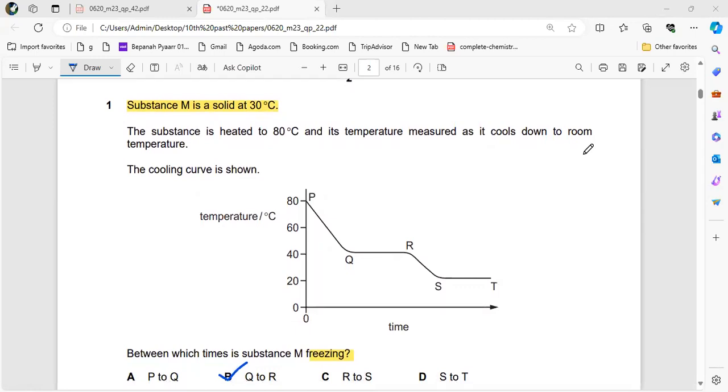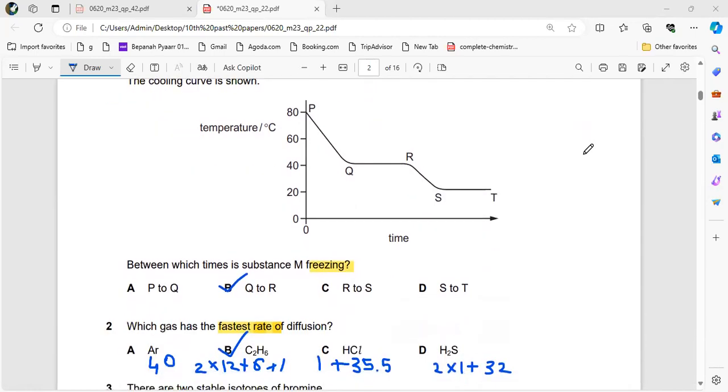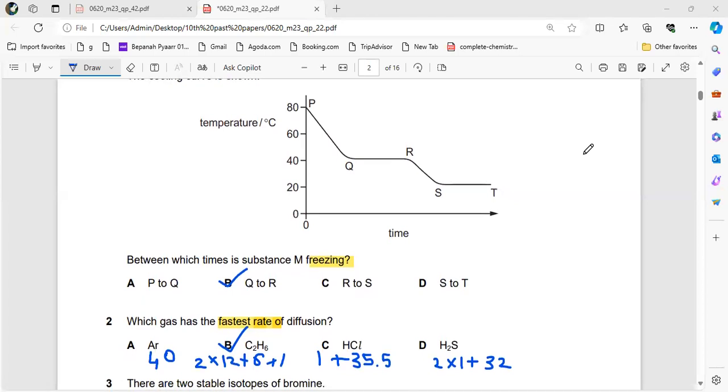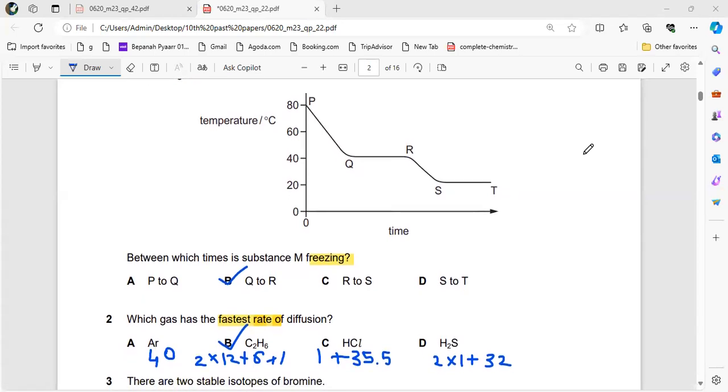Substance M is a solid at 30 degrees Celsius. The substance is heated to 80 degrees Celsius and its temperature measured as it cools down to room temperature. The cooling curve is shown. So here you can see the curve has been shown. Between which times is substance M freezing?